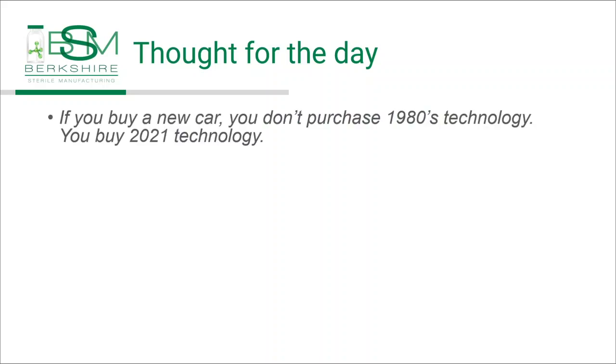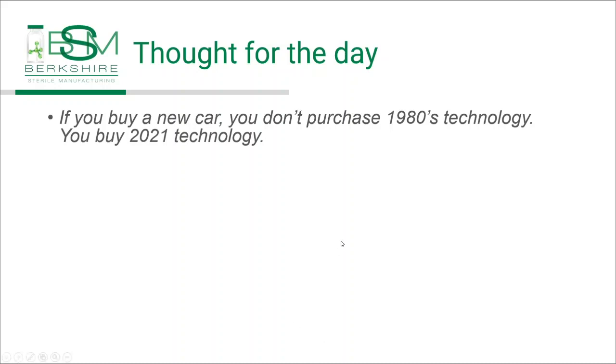So a thought for the day. If you buy a car, you don't go for the 1980s technology. You don't go into the showroom and say to the salesperson, yeah, give me the best 1980s technology you have. No, you're going to look for the automatic emergency braking, the rear view camera, parking assist, GPS, remote start, and the turbo economy engine.